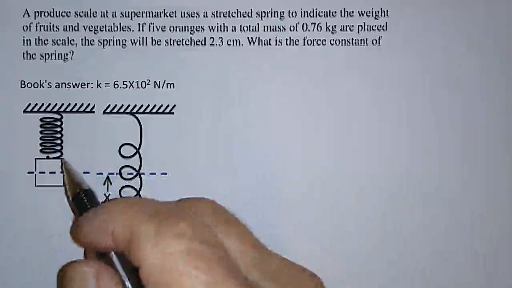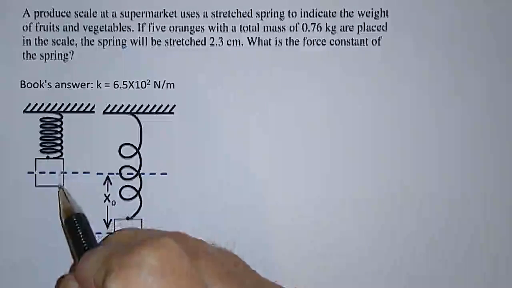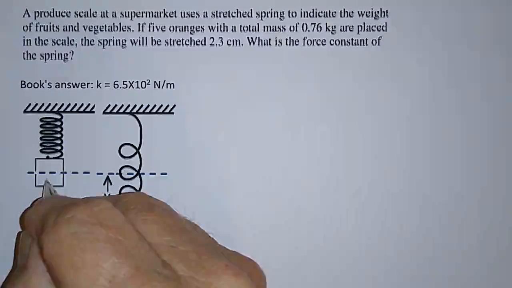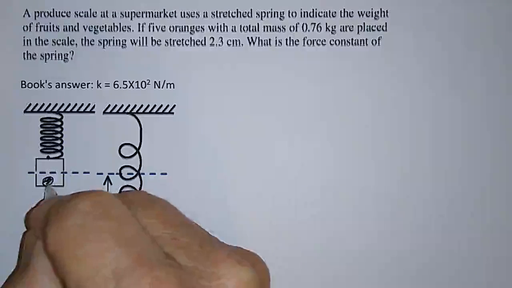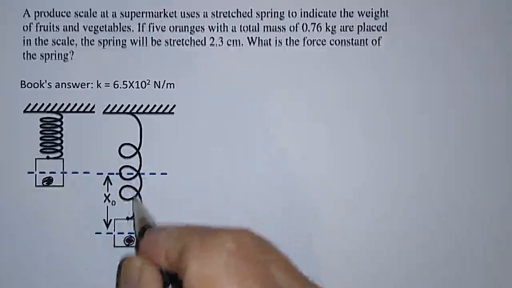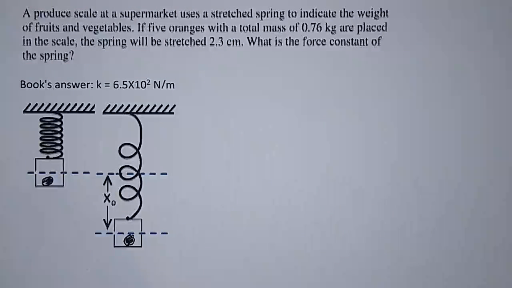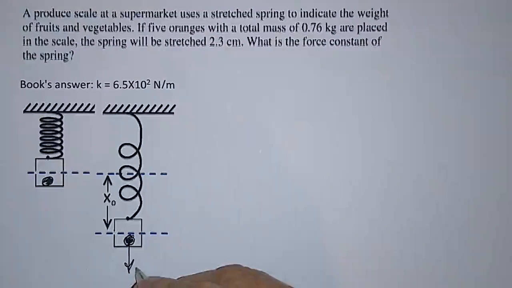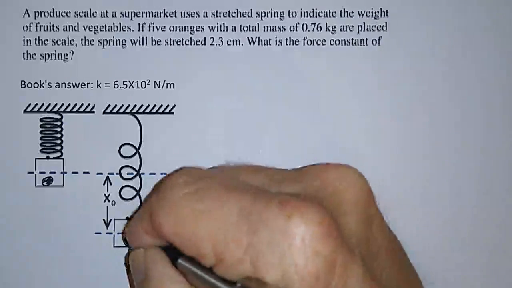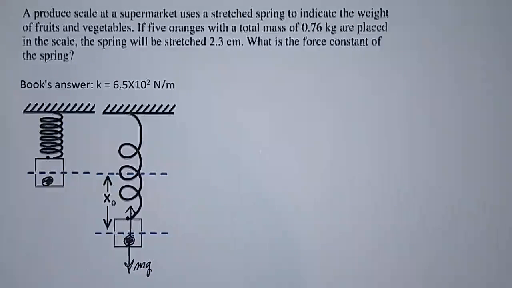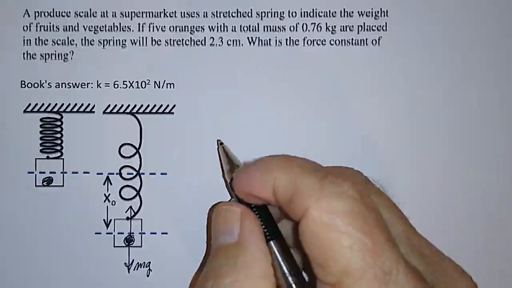Well, okay, say here's the empty vegetable pan, and here is another picture of it. And let's say we put the oranges in here, and I'm going to represent them by just one mass like this. Here's the oranges. So it stretches the spring down to here, and when you get down to this point right here, the weight of the oranges, which I'm going to call mg, is equal to the force that the spring exerts. And we're assuming this is a Hooke's law type spring.